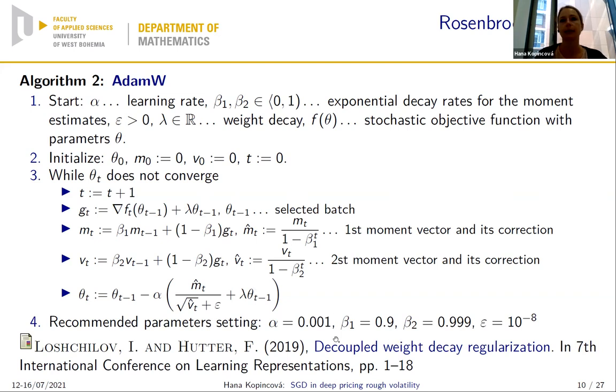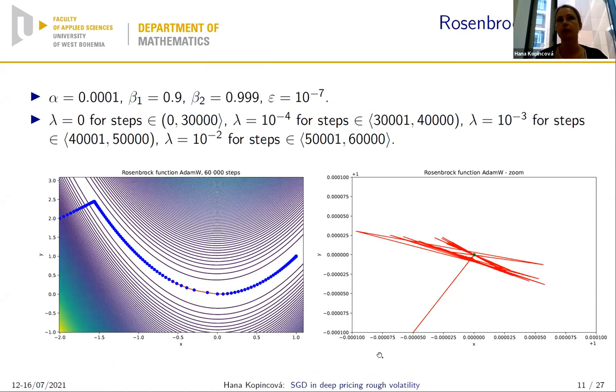I don't find any, let's say, default settings or recommended settings for lambda in this article. So we tried something, and this choice became the best one for all our tasks. So we fix beta 1, beta 2 and epsilon as for Adam, and we take weight lambda in this shape. So it works well. In fact, it works very similarly to Adam, and we catch the minimum.